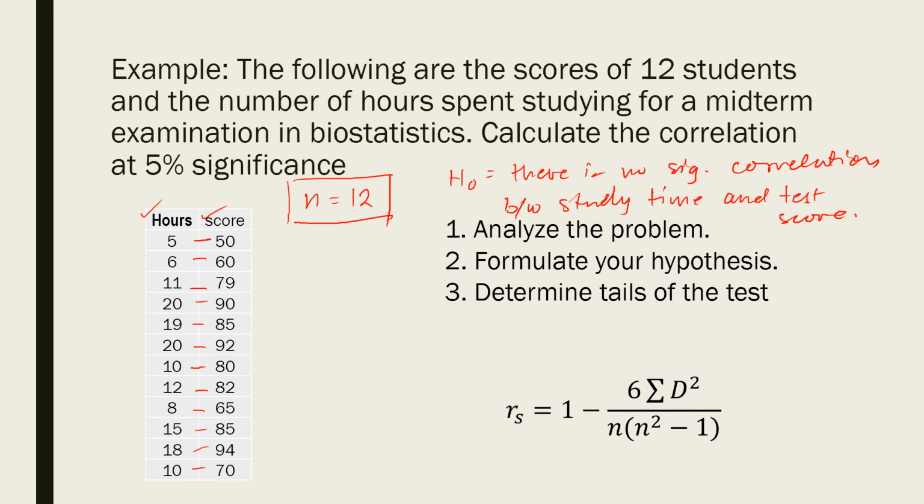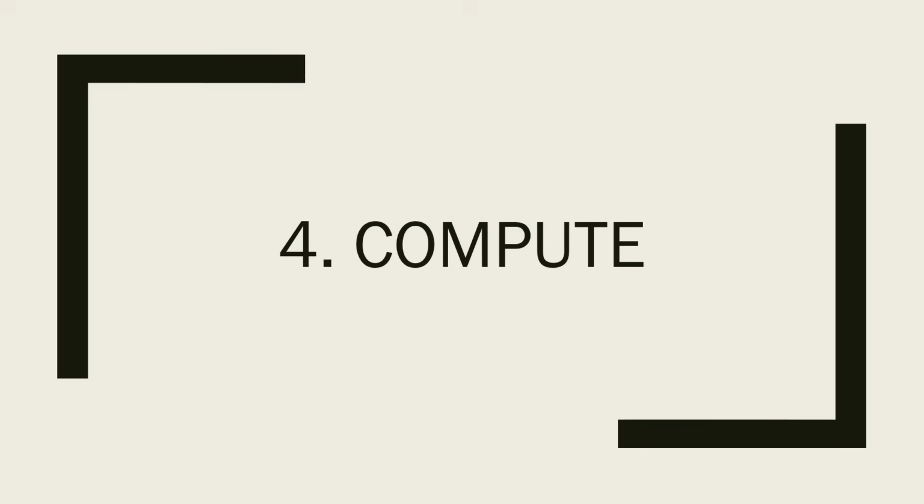Again, determining the tails of the test. Typically, this would be a two-tailed test. And now we have all the information we need for us to proceed with our computation. Again, sorry po, 5% significance or 0.05 alpha. So let's proceed with our computation.